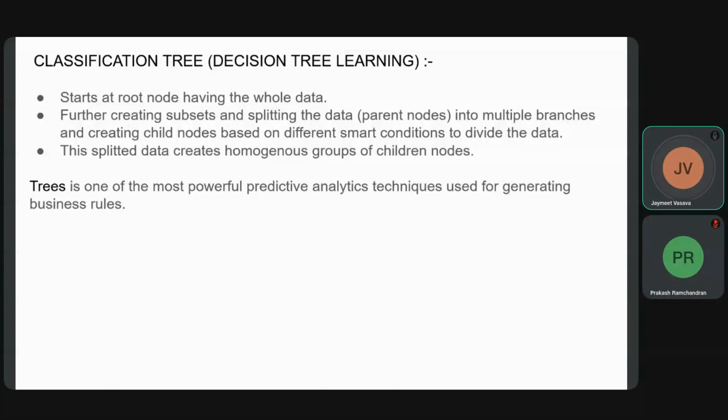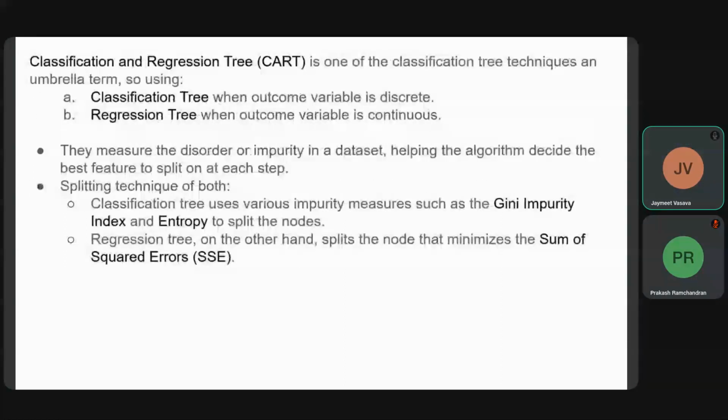Now, trees also help us to generate business rules. And one of the reasons that trees are good is because it's easy to interpret on what conditions they have split the trees, and what are the other conditions being used to split the data.